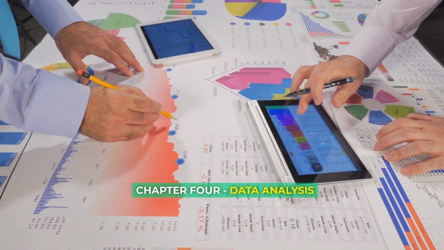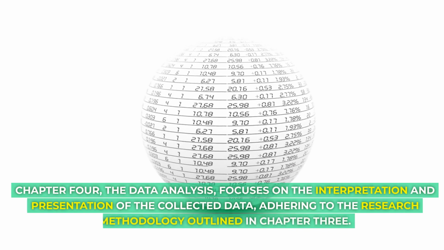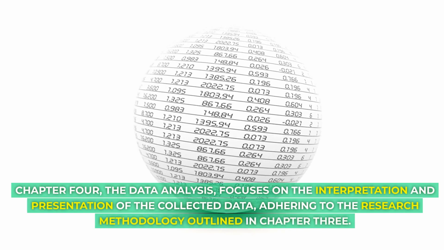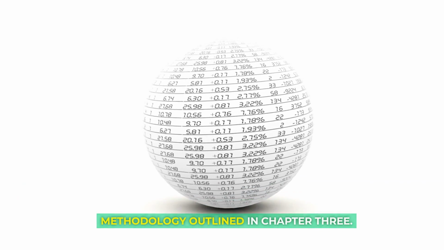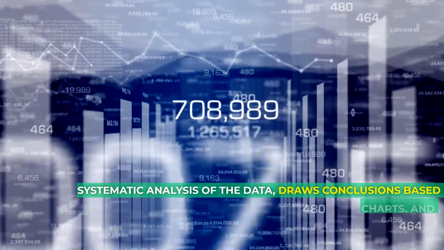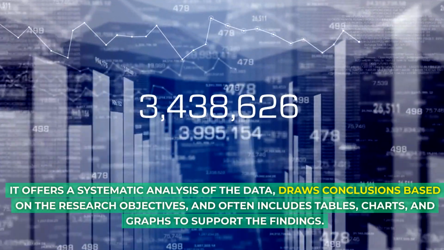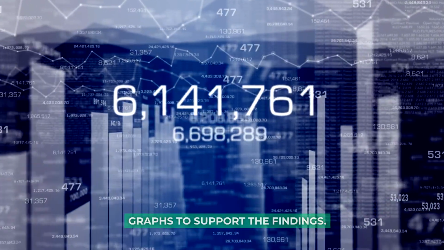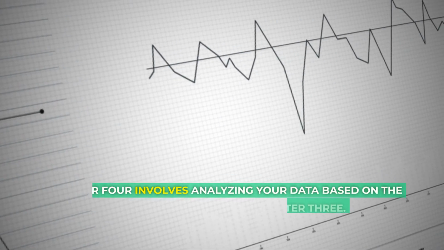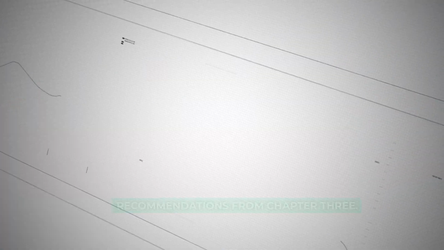Chapter 4 Data Analysis. Chapter 4, the data analysis, focuses on the interpretation and presentation of the collected data, adhering to the research methodology outlined in Chapter 3. It offers a systematic analysis of the data, draws conclusions based on the research objectives, and often includes tables, charts, and graphs to support the findings. Chapter 4 involves analyzing your data based on the recommendations from Chapter 3.